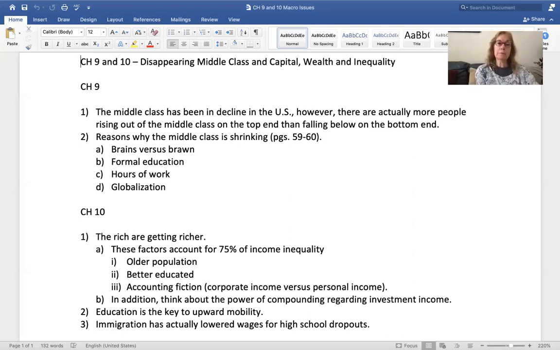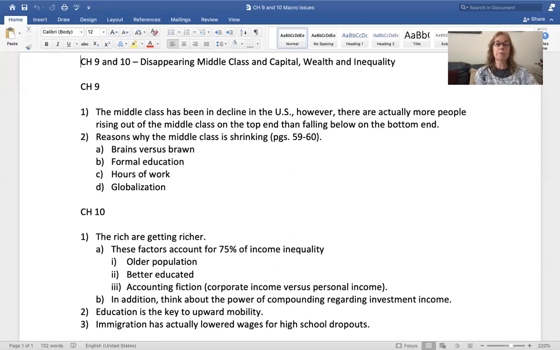As I was starting to say before, when the popular press talks about the disappearing middle class, they always talk about all this income inequality in the US, and people falling into the lower class. In other words, they're dropping out of the middle class into the lower class. However, that's not the case. If you look at the statistics, more people are rising up out of the middle class from above, making more money, than are dropping down out of the middle class from below.